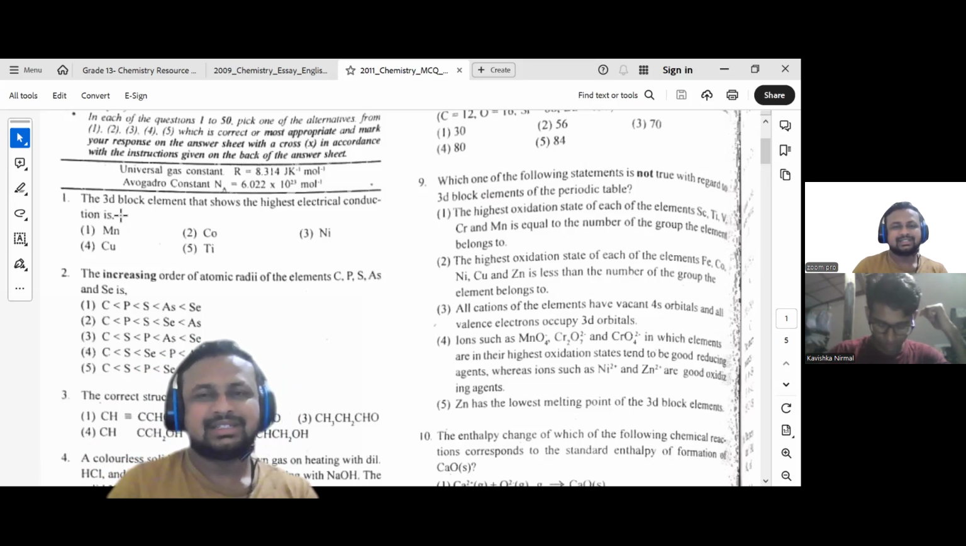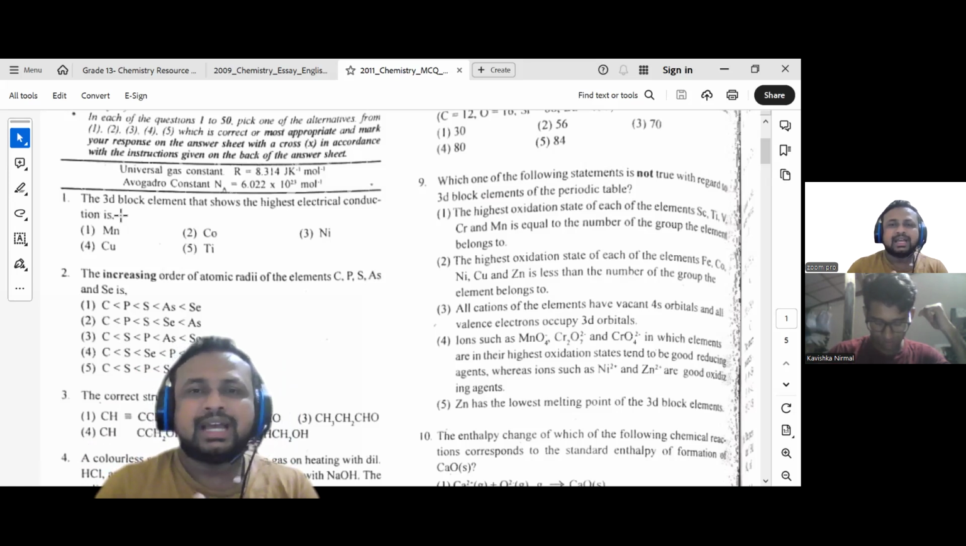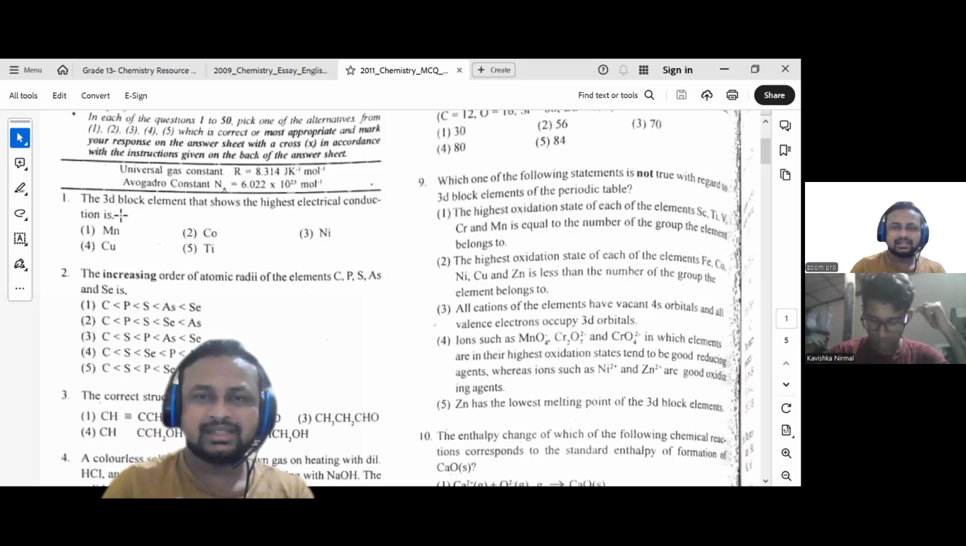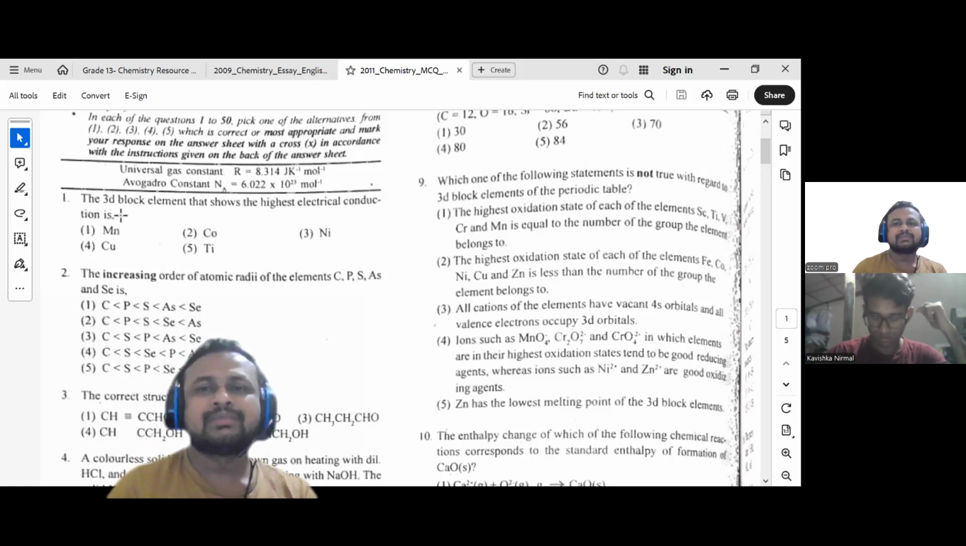Second point, the metallic lattice. Note down points wisely, only the idea, not the whole sentence. The element has the lowest first ionization energy. Lowest first ionization energy means it can easily give electrons to the metallic lattice.